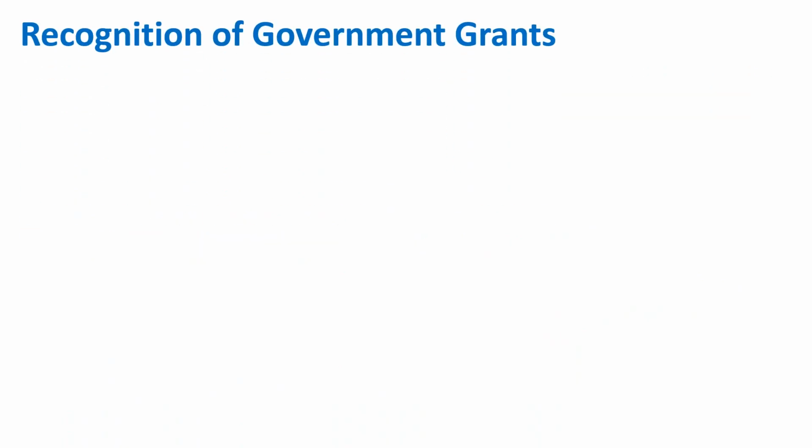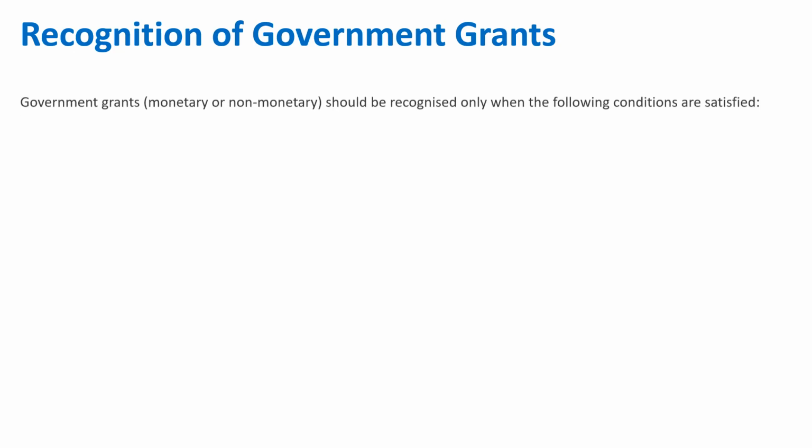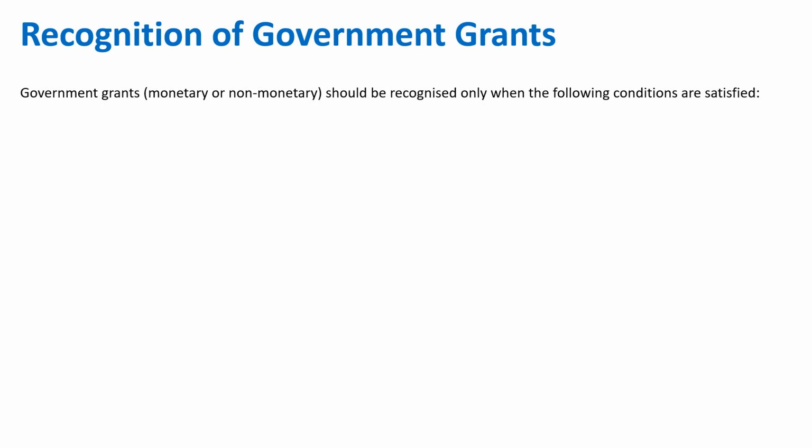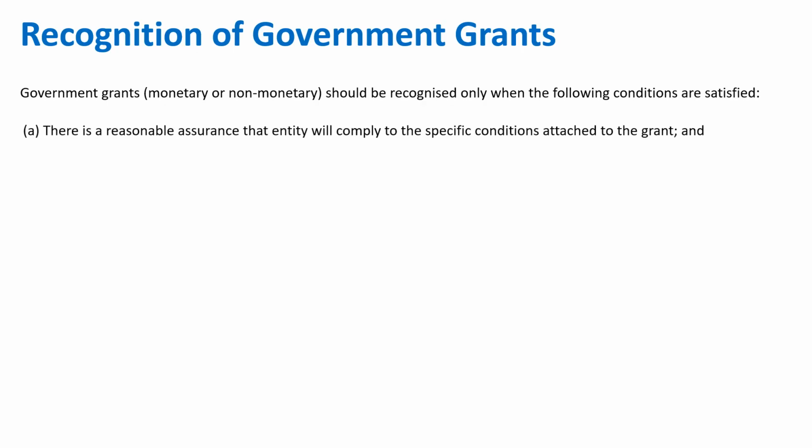Understand how we recognize government grants in books of accounts, or how it is accounted. So government grants, monetary or non-monetary, should be recognized only when the following conditions are satisfied. There are two conditions. Let's look into it. The first condition is that there is a reasonable assurance that the entity will comply with the specific conditions attached to the grant.